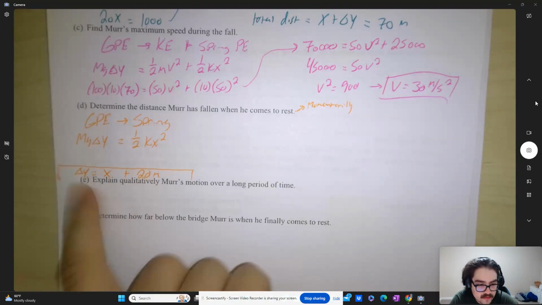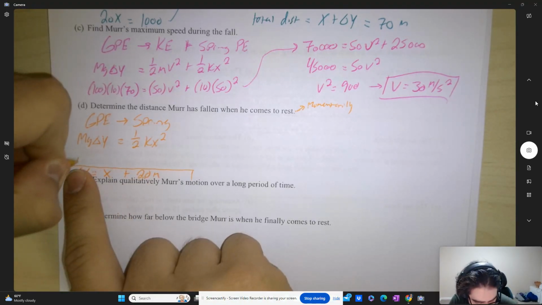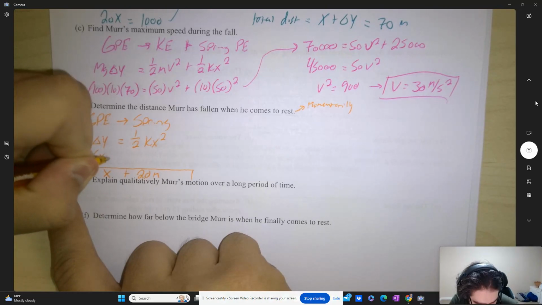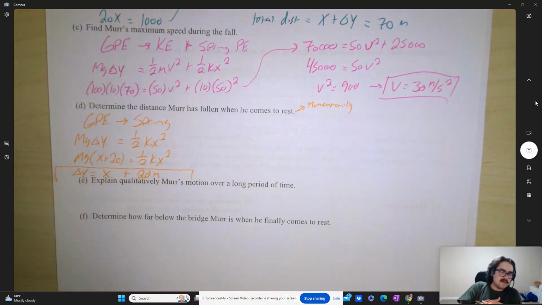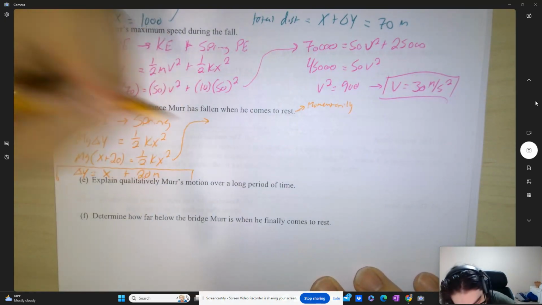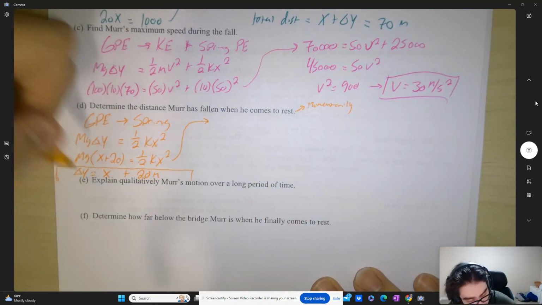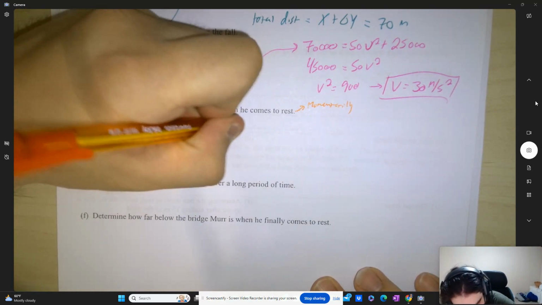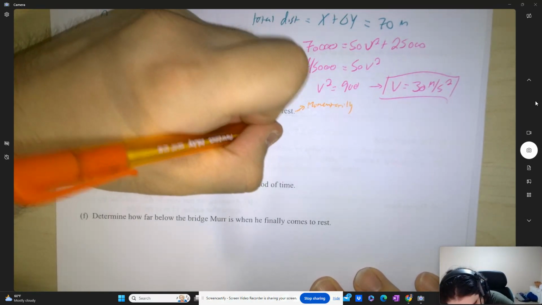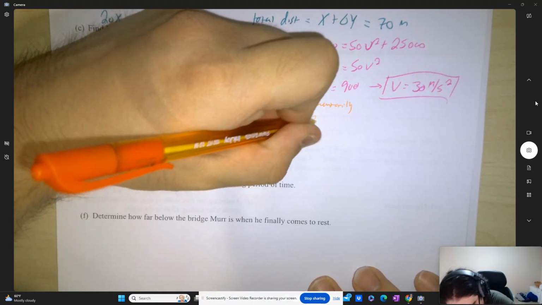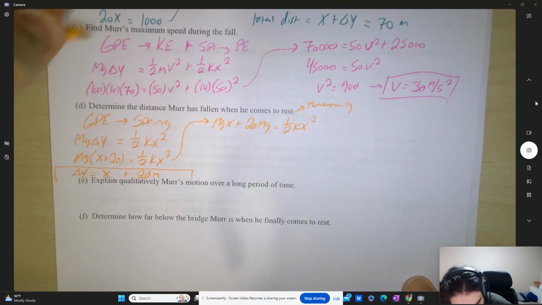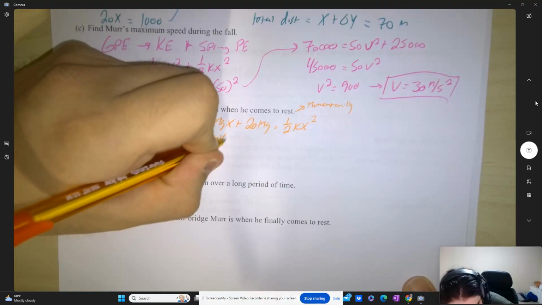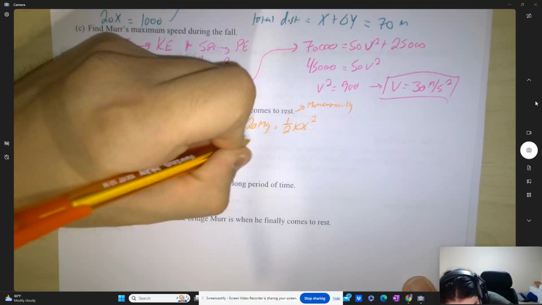So if I replace this for delta y, I would get mg times (x plus 20) equals 1 half kx squared. And now you might be able to see where things get complicated. If I distribute, I should get mgx plus 20 mg equals 1 half kx squared. And then I'm going to plug everything in. The mass of Murph is 100, g is 10. X we don't know, so I'm going to leave that there.